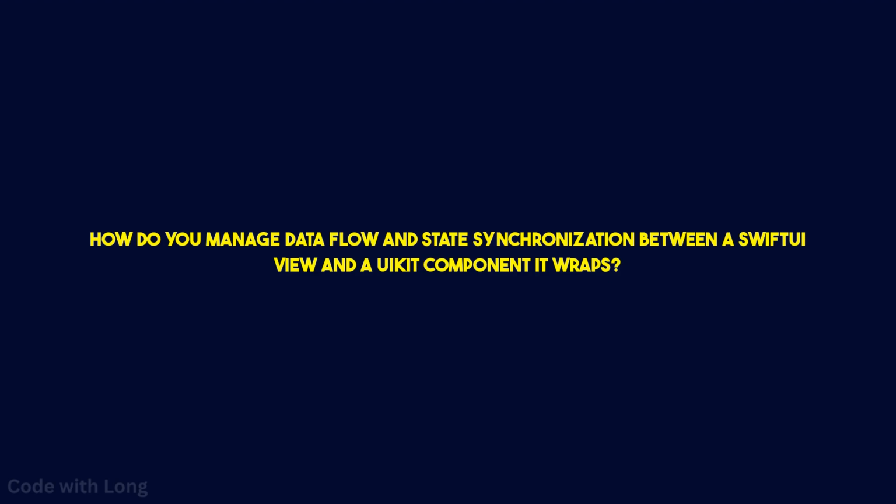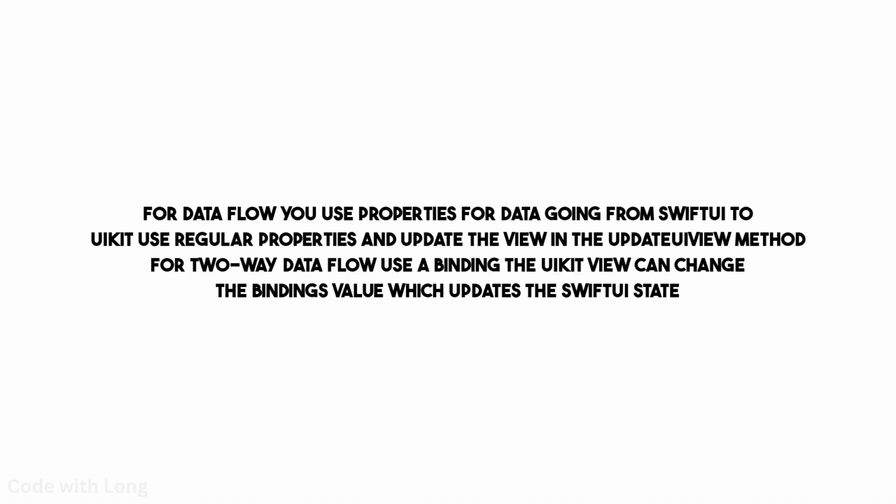How do you manage data flow and state synchronization between a SwiftUI view and a UIKit component it wraps? For data flow, you use properties. For data going from SwiftUI to UIKit, use regular properties and update the view in the updateUIView method. For two-way data flow, use a binding. The UIKit view can change the binding's value, which updates the SwiftUI state.